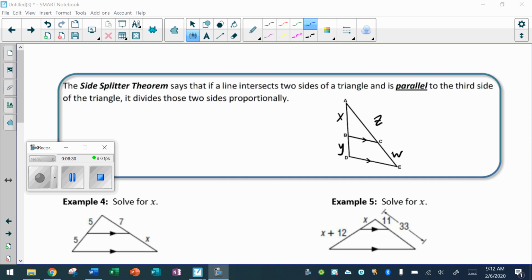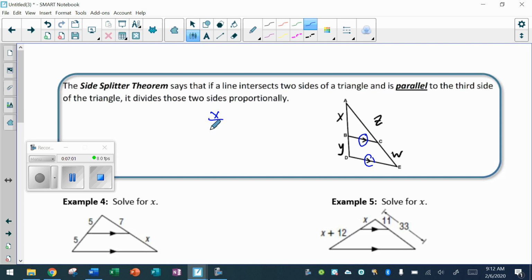The second theorem that we need to discuss and work on is what we call the side splitter theorem. The side splitter theorem says that if a line intersects two sides of a triangle and is parallel to the third side, and this is the key, these have to be parallel, then it divides these two segments proportionally. In other words, AD and AE are broken up into the same proportion.